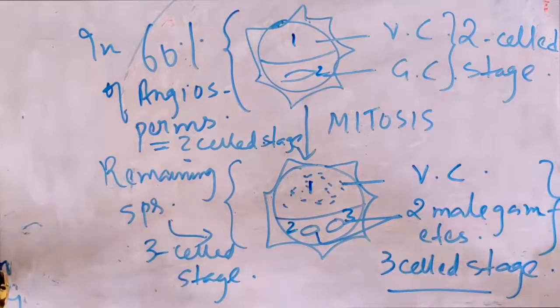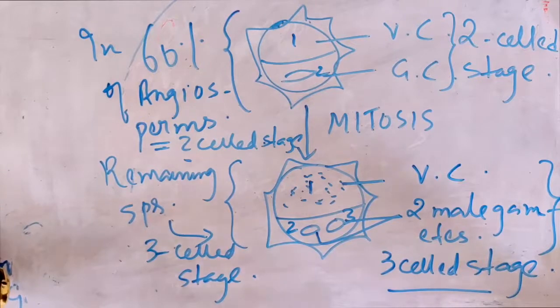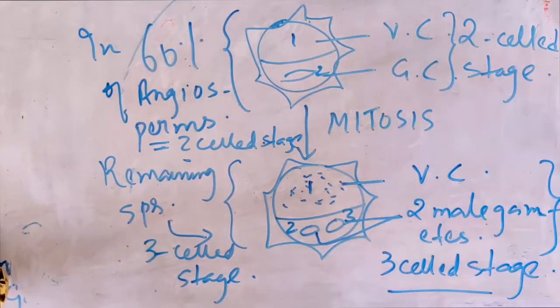For germination, for example in a practical, you prepare a slide of pollen grains with chemicals like boron, and on the slide you can see the pollen tube germinating. If you have any doubts, you can ask in the comment section below.